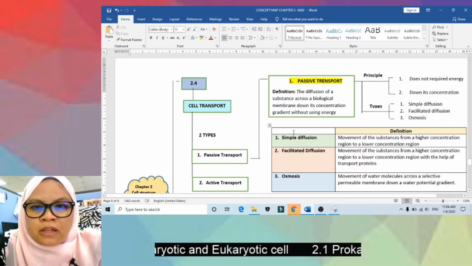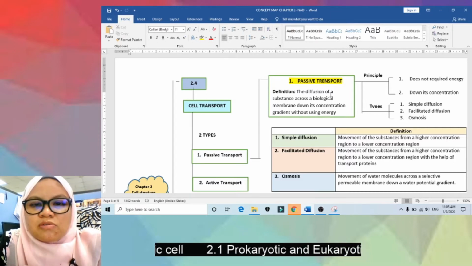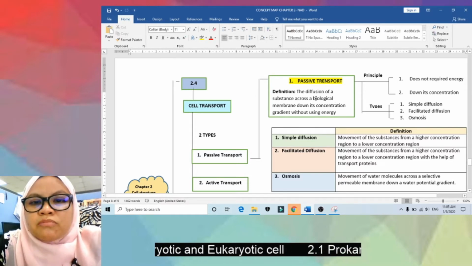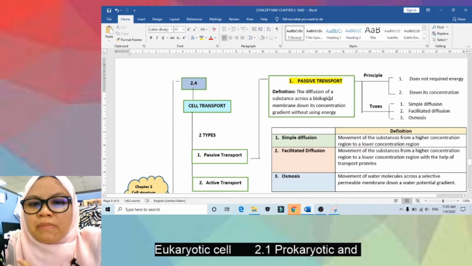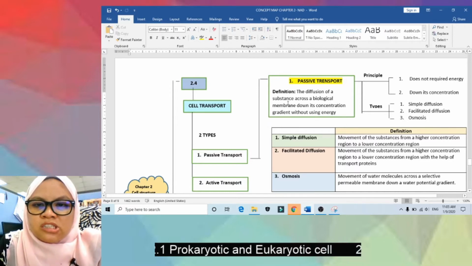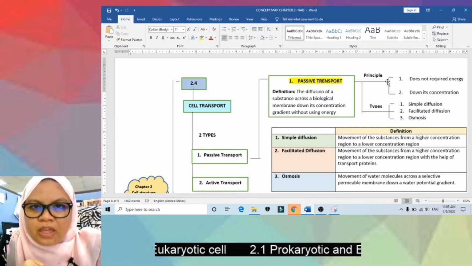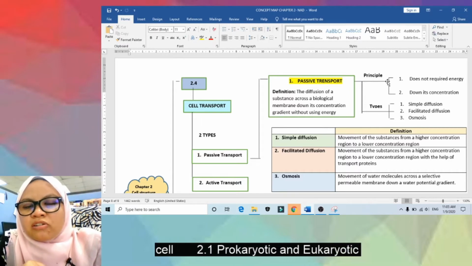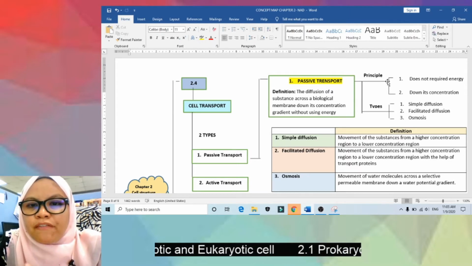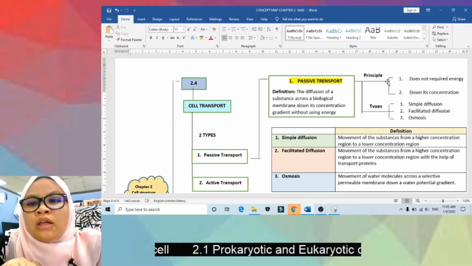In passive transport, the definition is the diffusion of a substance across a biological membrane down its concentration gradient without using energy. Again, the definition is the movement of a substance across a biological membrane down its concentration gradient without using energy. From the definition, the principles in passive transport are, first, it does not require energy. Then the movement of substance is down its concentration gradient, meaning from high concentration to low concentration. Passive transport has three types: simple diffusion, facilitated diffusion, and osmosis.